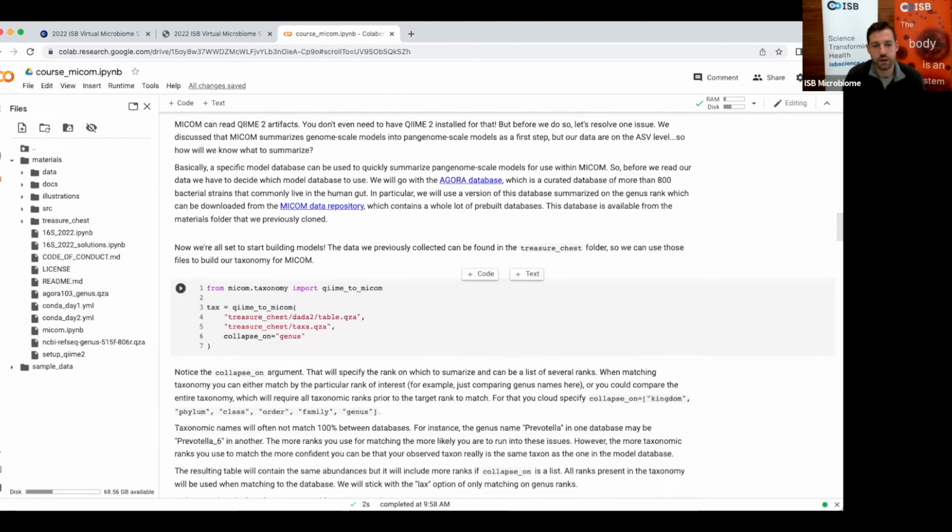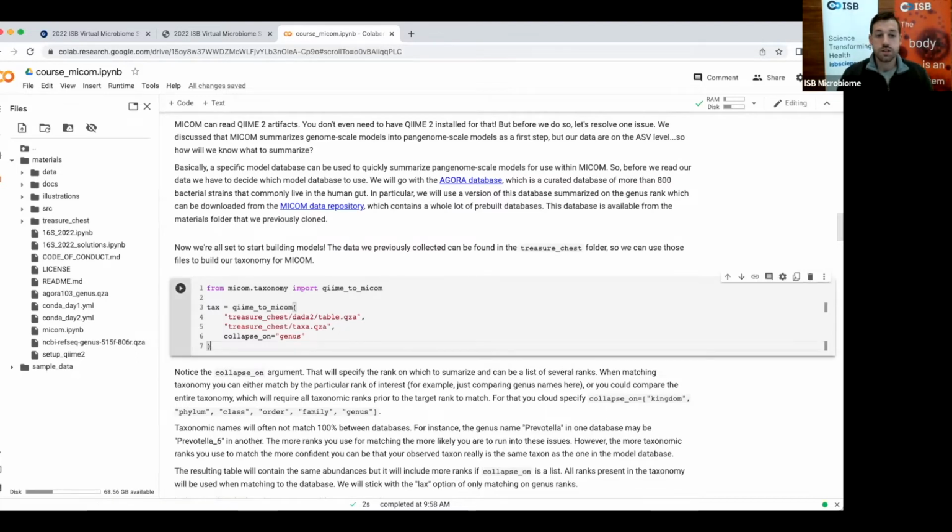Great, so now we have that out of the way, we can get into loading up our own data and building our taxonomy table that we'll use in order to build our communities. To do this, we'll import this Chime to Mycom function from Mycom, which will allow Mycom to read in our Chime artifacts, specifically our table artifact, which contains abundances, and our taxa artifact, which contains our taxonomic mapping. We'll also include this collapse on argument, which summarizes the abundance data to the genus level, since again, we're building our models on the genus level.